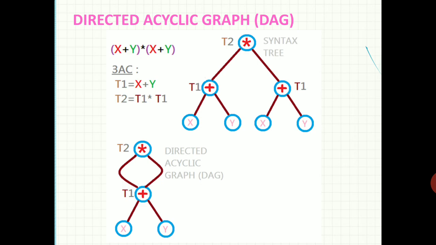So we can reduce this duplication, or we can say that duplicate or unwanted computation can be eliminated in this syntax tree by using only one representation for this x plus y. So we eliminate one of the computations, the same computation, and we will use the same result to evaluate T2. That becomes the directed acyclic graph representation. So we can say that it is a more optimized form of the syntax tree. Then we will get the directed acyclic graph.